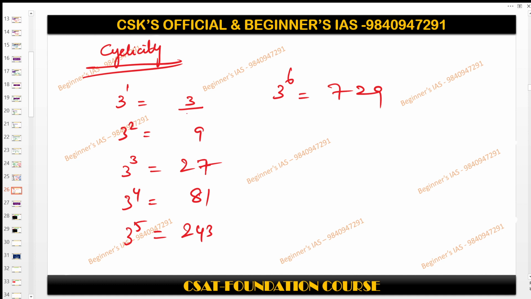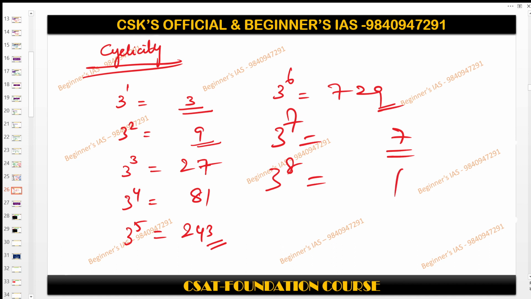Listen carefully. The unit place repeats after every 4 cycle. Check here: 1, 2, 3, 4. Then check 9, it also repeats every 4 cycle. 1, 2, 3, 4, fourth cycle. Now what would be the unit place of 3 power 7? It will be 7. What would be 3 power 8? 1. 3 power 9? Again it is going to be 3.